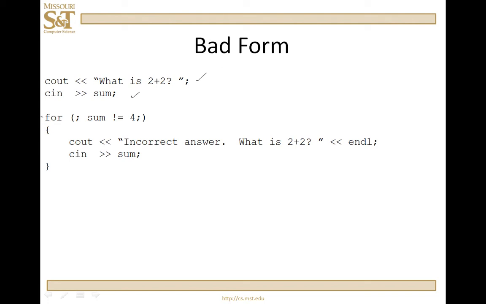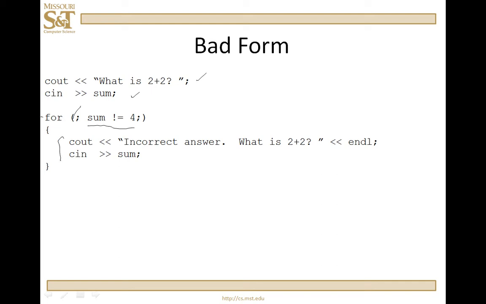Okay, notice that expression 1 is missing. It's vacuous. So that gets executed, meaning in this case nothing gets executed. What happens next? Well, expression 2, which is sum not equal to 4, that's going to be executed. So the compiler is going to see what sum is, check it against 4. If that is true, if it's not equal to 4, then the body of the loop is going to be executed, and that means what?